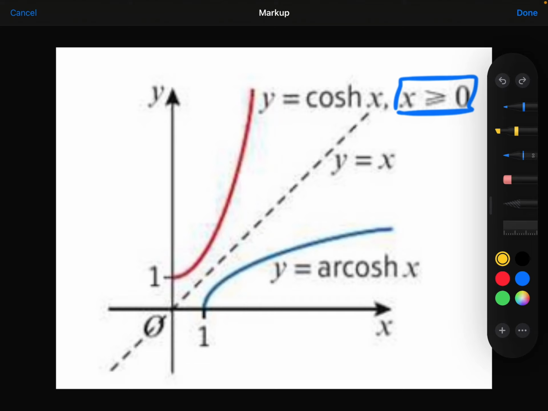Also note, the range of cosh was that y is greater than or equal to 1. And remember how the range and the domain switch for an inverse function. So if the range of cosh was y is greater than or equal to 1, then the domain of arcosh is that x is greater than or equal to 1. In a similar way, remember the domain of cosh was x is greater than or equal to 0. So therefore the range of arcosh is that y is greater than or equal to 0.